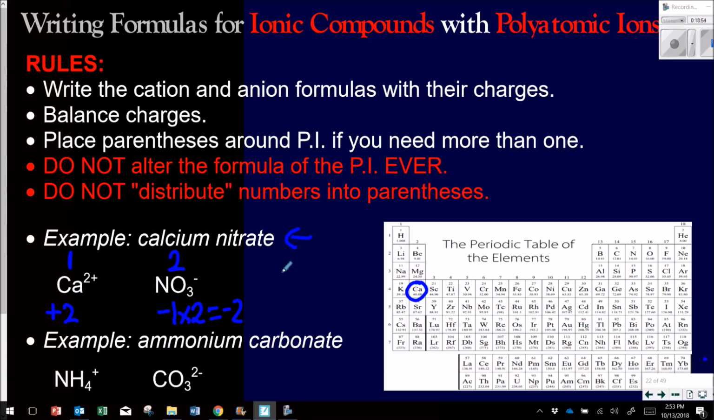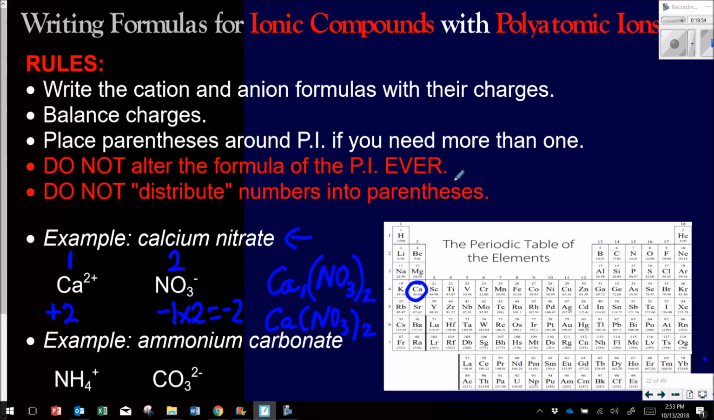So my formula will be Ca, 1 calcium with 2 nitrates. Now, because polyatomic ions are a group of elements bound together, in order to show that I have 2 nitrates, I need to put my whole polyatomic nitrate in a parentheses with the 2 to show that we have 2 nitrates. Now again, 1s are assumed, so I'm going to have Ca parentheses NO3 with a 2.